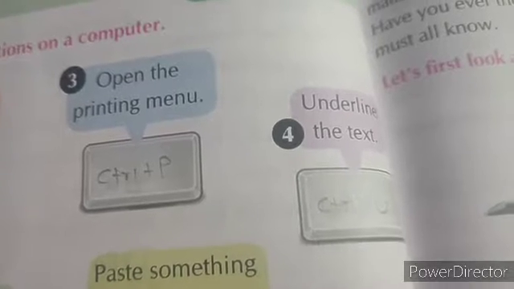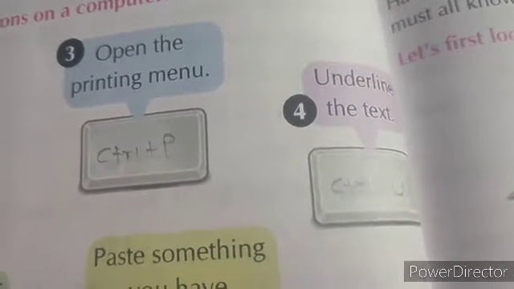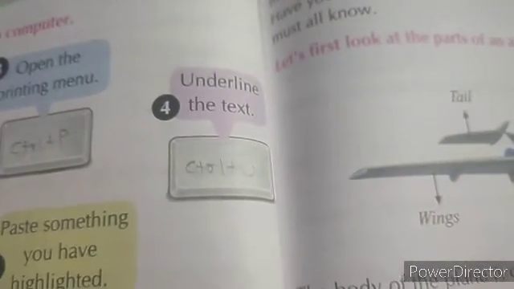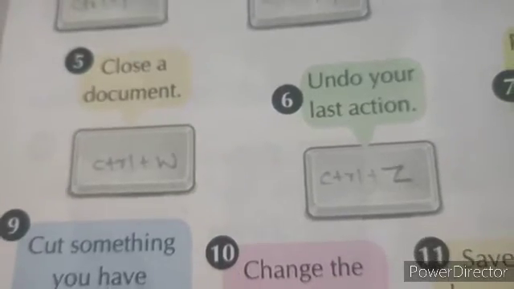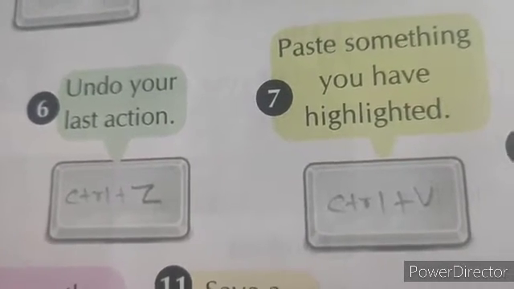Open the printing menu. When you have to open the printing menu, which button will you press? Ctrl plus P. Underline the text. Ctrl plus U. Number 5. Close a document. Ctrl plus W. Undo your last action.